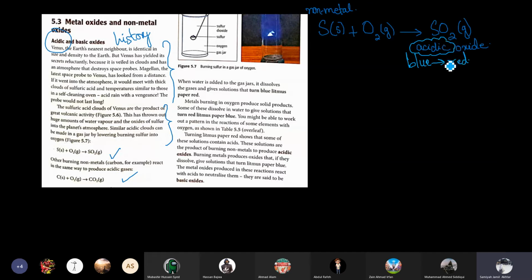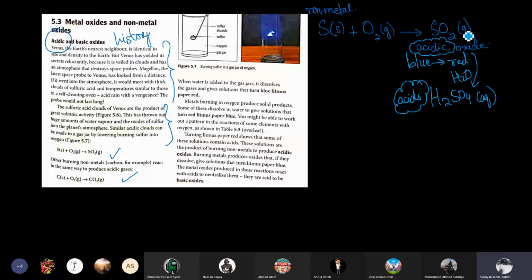acidic. And when we dissolve this gas in water, it gave H2SO4, which is sulfuric acid, which again turned blue litmus red. So it means that when we dissolve these acidic oxides in water, in aqueous solution, they give acids. So remember, when these acidic oxides are dissolved in water, then they give acids.